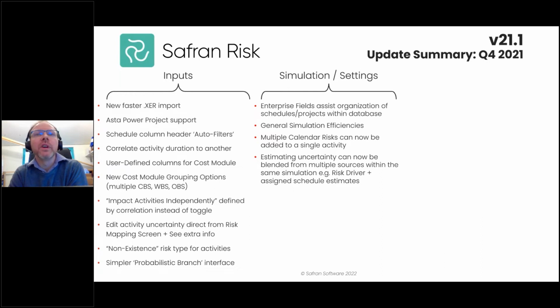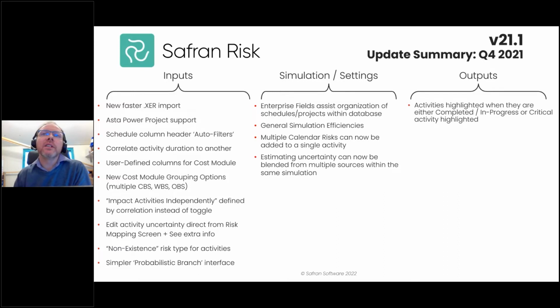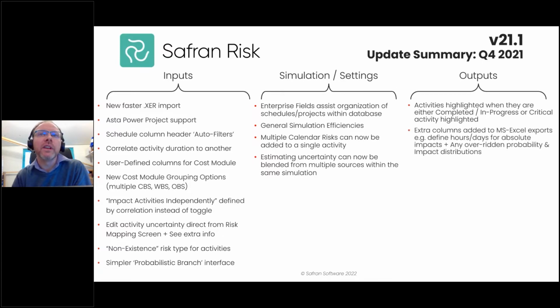So you could have some activities using the risk drivers, but then you could use the more traditional 3-point estimates direct on the schedule for some of the others. And you can have a blended approach. And finally, looking at some of the outputs, activities can be highlighted when they're either completed or in progress or critical, and they can be highlighted during the step through, I guess.